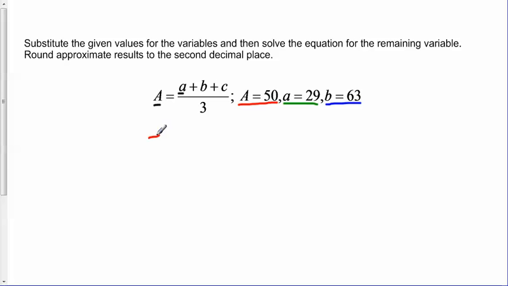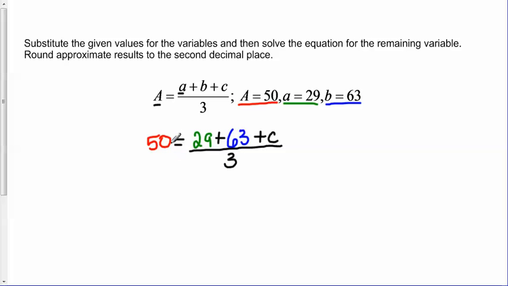Capital A, we see, is 50. So we're going to do the 50 here. That equals lowercase a, which is 29, so we'll put the 29 in here. And then we're going to be adding lowercase b, which is 63, so we'll get that in there. Notice I'm keeping the colors in track to help me keep track of what I'm doing here. Now C, when I look over here, they didn't give me a value for C, so that must be the variable we're going to be solving for. All of that's going to be over 3.